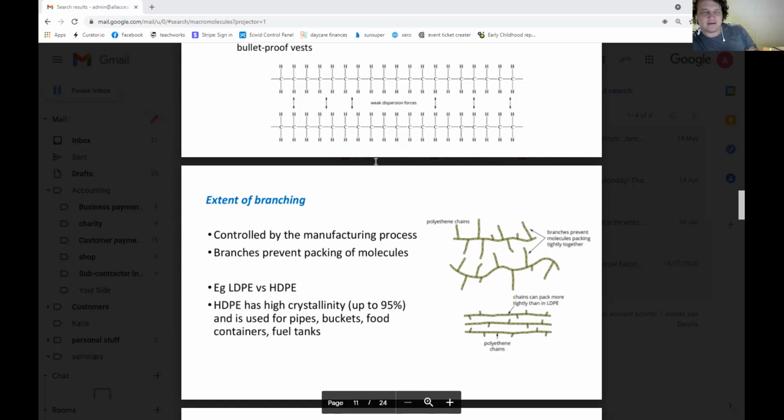HDPE, we can use this for buckets, pipes, PVC, fuel tanks. You used to make fuel tanks out of metal. I mean, you can see why that's probably not the best idea. You can now make them out of plastic that won't break down under the harshness of the petrol.